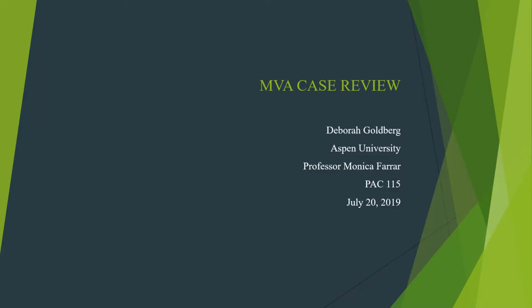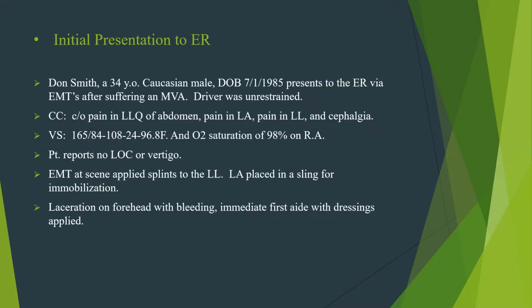I am a BSN student at Aspen University, and I am going to discuss today a motor vehicle accident case review for our medical terminology course final project for week 8. So in this case study, we're going to discuss a young man, a 34-year-old Caucasian male. His name is Don Smith. He was in a motor vehicle accident in which he was an unrestrained driver.